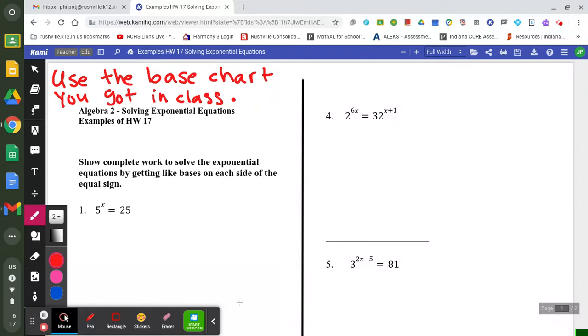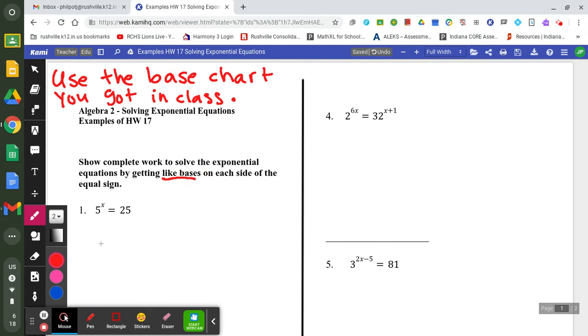So when completing homework 17, which is solving exponential equations, make sure that you're using the base chart that you got in class, because we need you to show complete work to solve the exponential equations by getting like bases on each side of the equal sign.